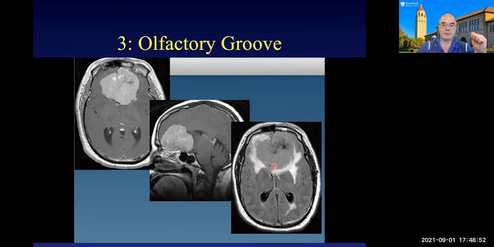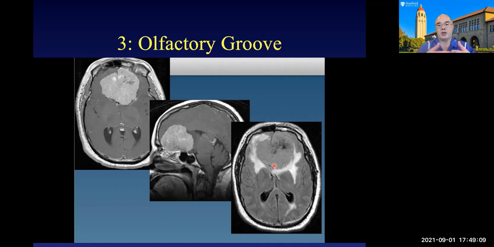So what kind of symptoms can you have with olfactory groove meningiomas? If they're very small, you may not have any symptoms at all. They're often incidental findings because they're not big enough to put any pressure on the brain in this location, and the brain doesn't have a lot of critical functions in this location.